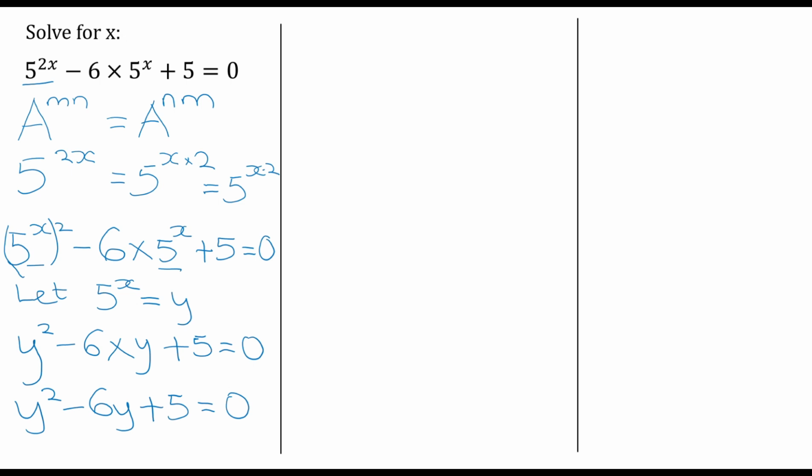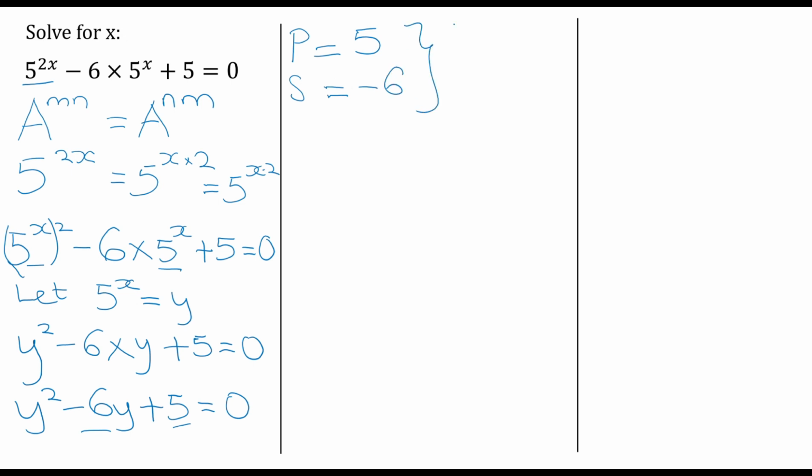At this particular point, we need to find the value of y. Therefore, for us to find the value of y, we need to find two numbers such that when you multiply them, they give you 5, and when you sum them up or add them, they'll give you negative 6. In other words, the product should give you 5 and the sum should give you negative 6.